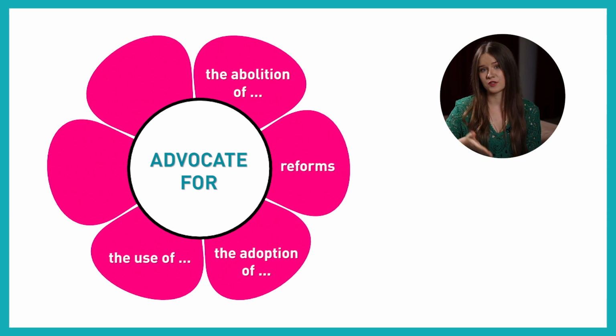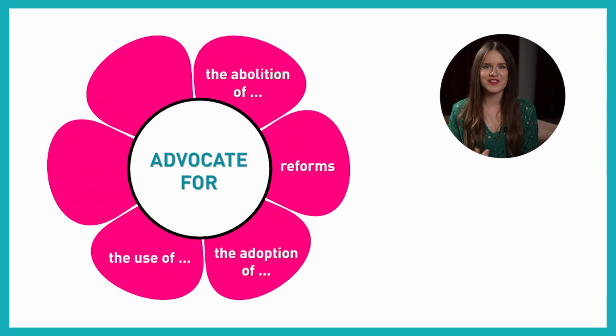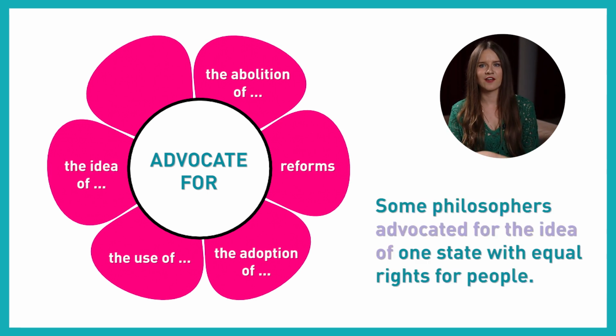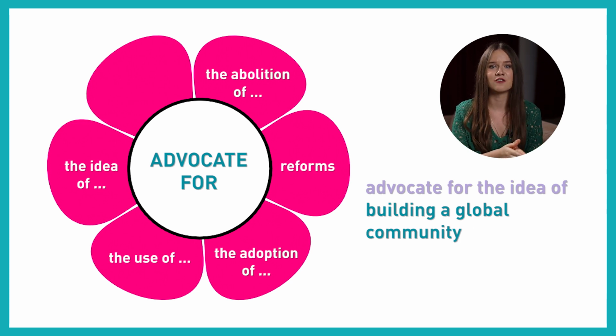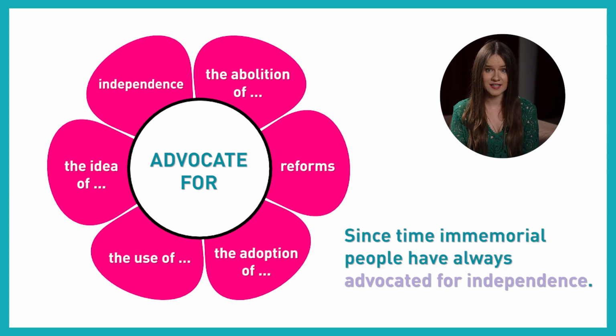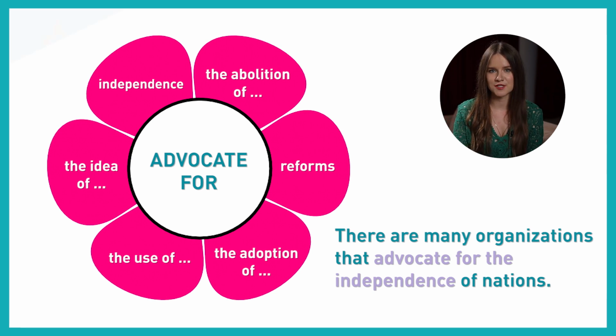We can also advocate for reforms. For example, he advocates for reforms to the United Nations and international governance. On top of this, we might advocate for the idea of something. Some philosophers advocated for the idea of one state with equal rights for people. We can also advocate for the idea of building a global community, or advocate for the idea of remarriage. Finally, since time immemorial, people have always advocated for independence. For instance, there are many organizations that advocate for the independence of nations.